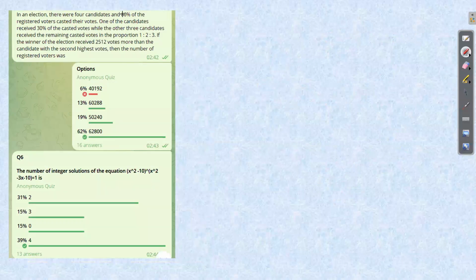In an election, there were 4 candidates. 80% of the registered voters cast their vote. So total, let's say 100x, 80% cast, so 80x votes were cast and this will be distributed. One of the candidates received 30% of the cast votes. So cast is 80x, 30% of this will be 24x.